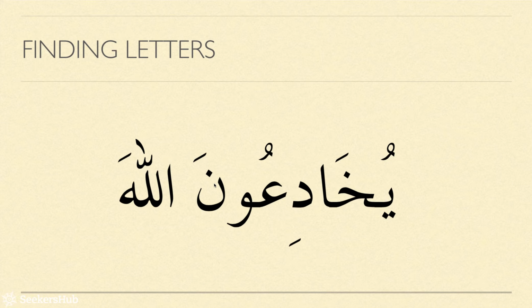يُخَادِعُونَ اللَّهَ. They are trying to trick Allah. So we have a ya with two dots underneath it: yu, kha, dal, di, ayn with a dhamma followed by a waw, u, and then na. يخادعون الله. They're trying to trick Allah.